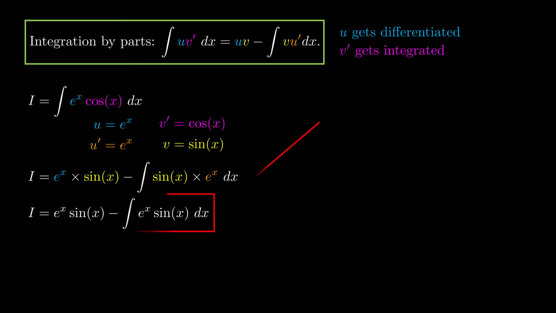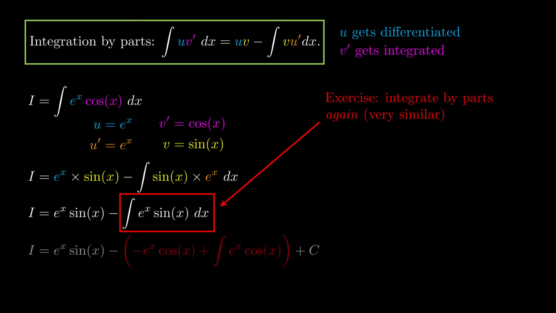So actually, this is something that you might want to integrate by parts again. I'll leave this one as an exercise for you to fill in the details, because it's very similar to what we just did. Make u e to the x, make v dash sine x, and then apply the formula. What you'll get is this. It's the same thing, except sines become cos pretty much, maybe a negative here or there.